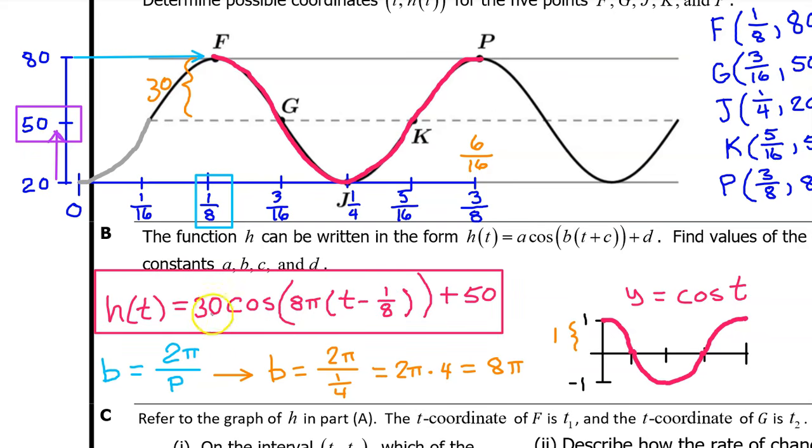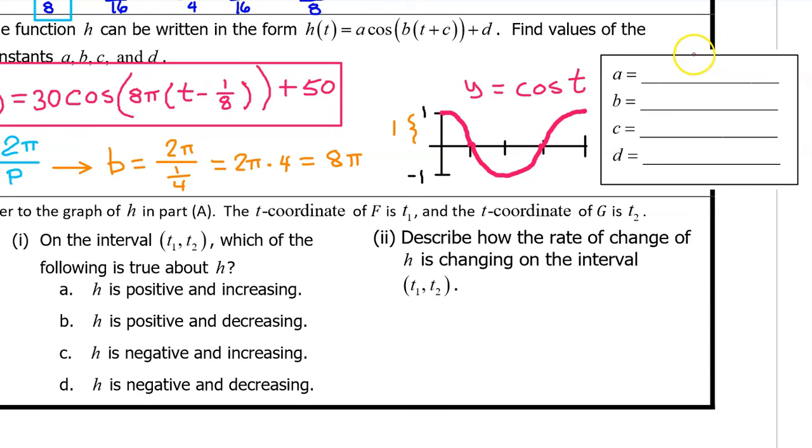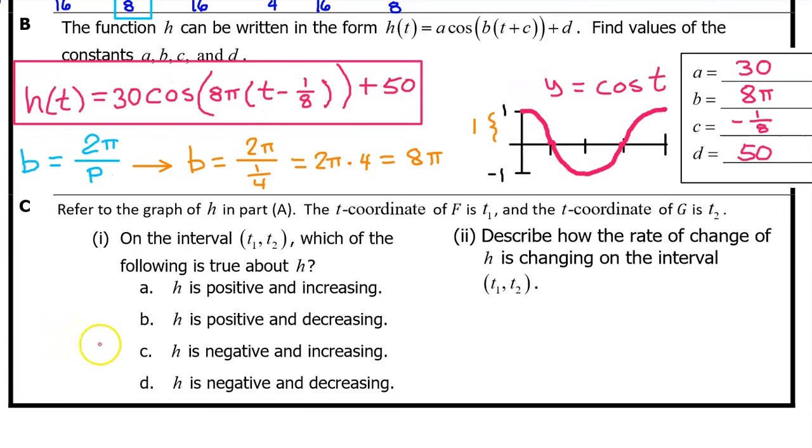On the AP exam, you are allowed to leave your answer to part B just like this, with the a, b, c, and d filled in to the expression. However, they will provide you with an answer box like this. So you are free to record your answers in the answer box like this, but you do not have to. If you do use the answer box, this is what will be graded. But again, you are allowed to just leave your expression for h of t with the values of a, b, c, and d filled in like this.